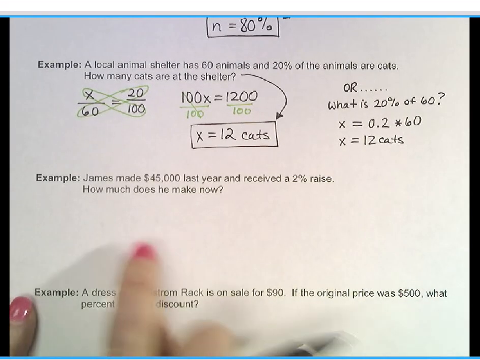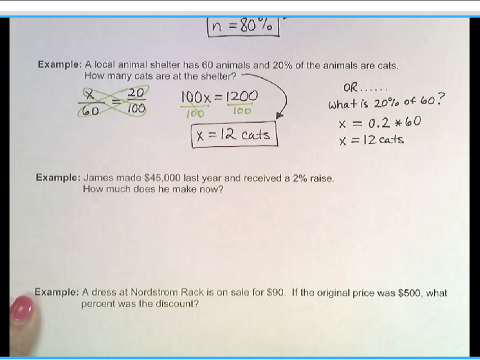I'll show you 2 ways to work this one also. James made $45,000 last year, and then he received a 2% raise. How much does he make now? So we've got to figure out how much money is the raise, like what is the 2% raise, and then we can add it on to his salary.